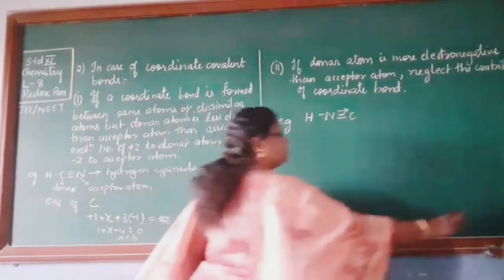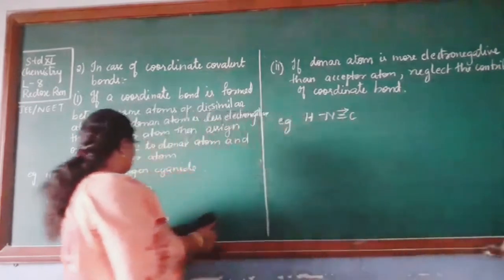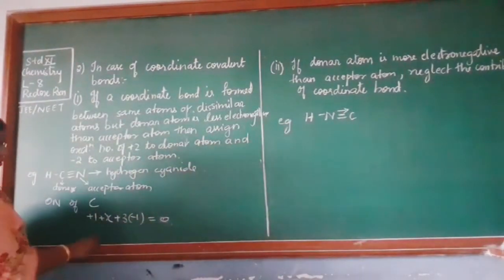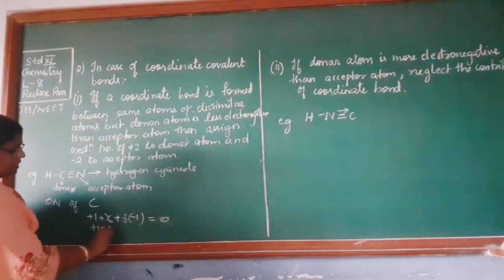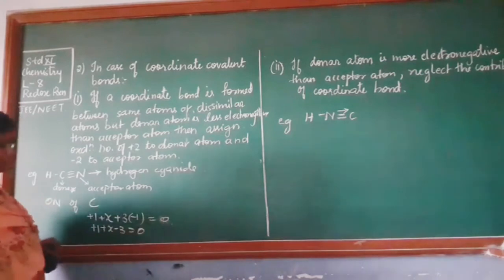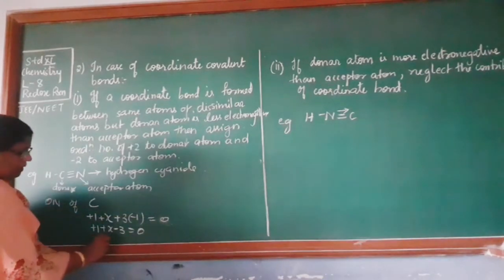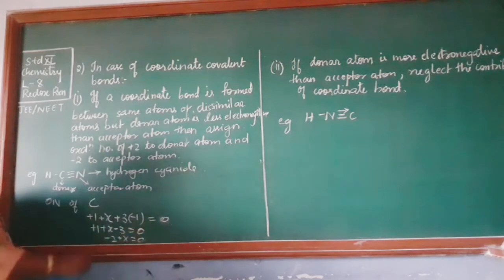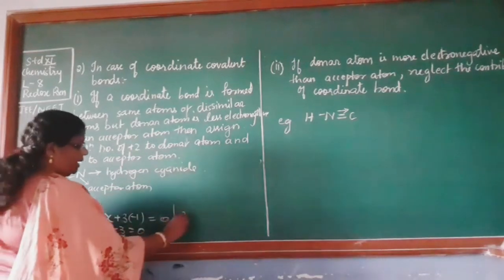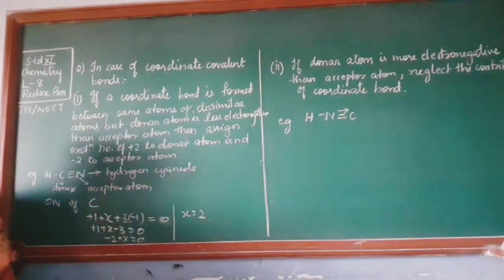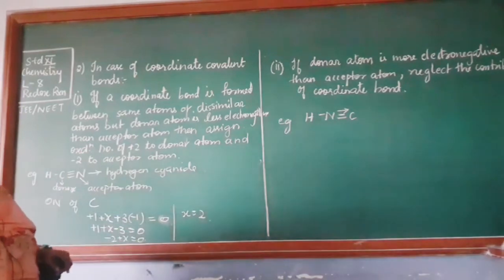Okay, I am very sorry, here there is a mistake, please note down. Here it should be +1 plus x -3 होगा ना, मैंने 4 लिखा, so that's a mistake, so please change it. Here it should be -2 plus x should be equal to 0, and here you have x is equal to 2. So this carbon has an oxidation number of +2. Okay, that was a mistake, please change it.